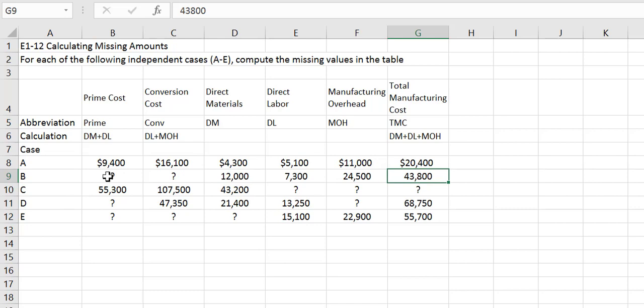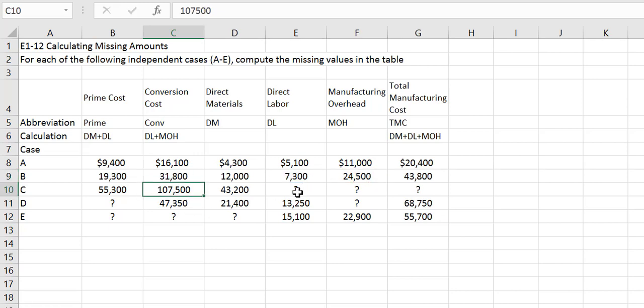Great. On this one, we're trying to find prime and conversion costs. Those are easy because we know what the materials and labor costs are, and we know the overhead costs. This is simply materials plus labor. So conversion cost is simply direct labor plus manufacturing overhead. And we've got that case done.